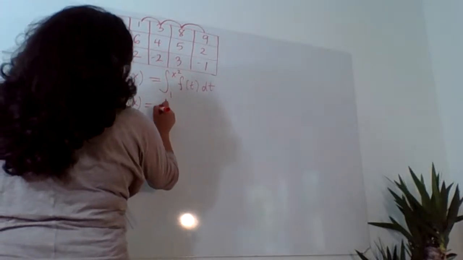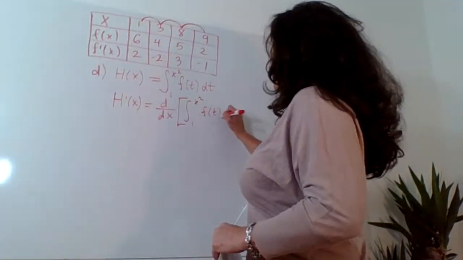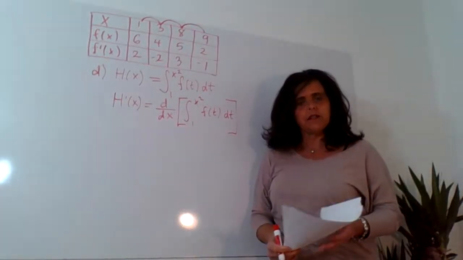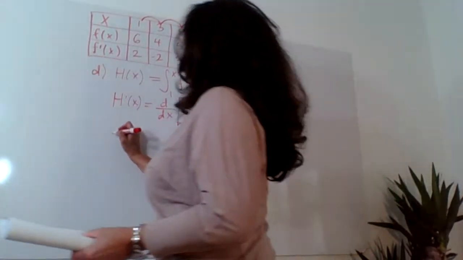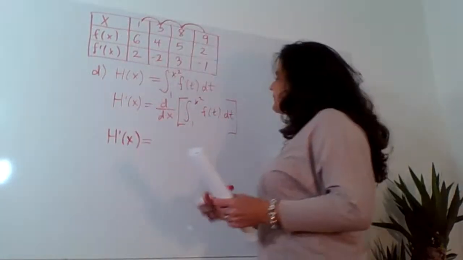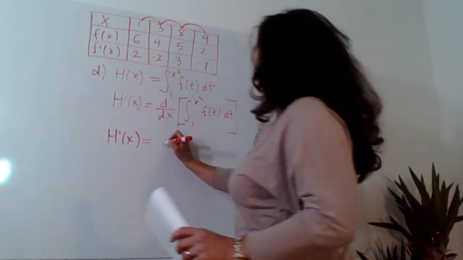Now I'm going to use some notation here. It's the derivative with respect to x of the integral from 1 to x squared of f of t dt. I just wanted to write that so that we remember. This is the second fundamental theorem of calculus. Okay, so now we have h prime of x, and we know how to do this. You take the derivative of the integral, so you're going to get f of x squared.